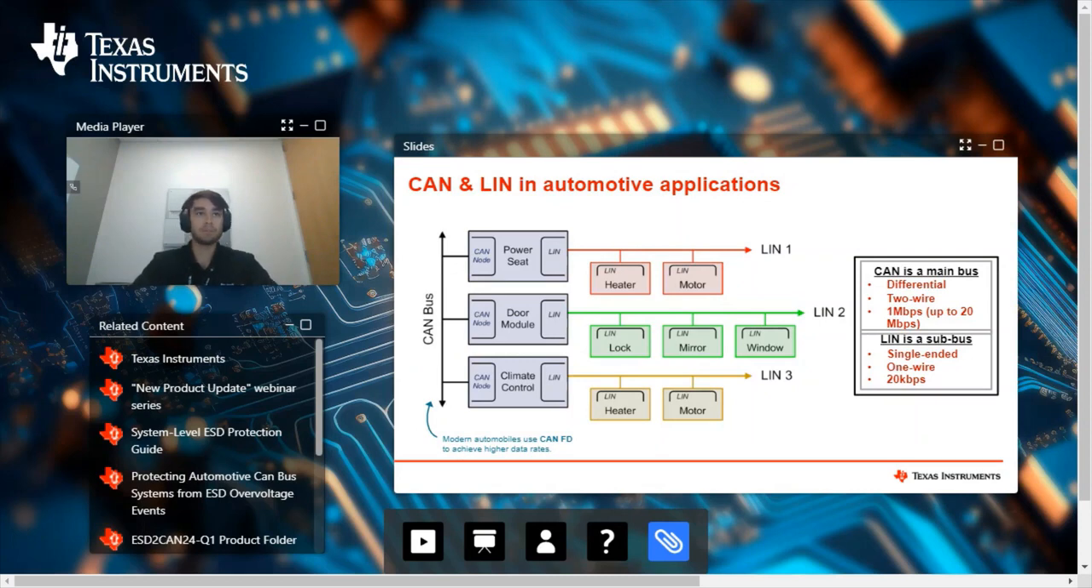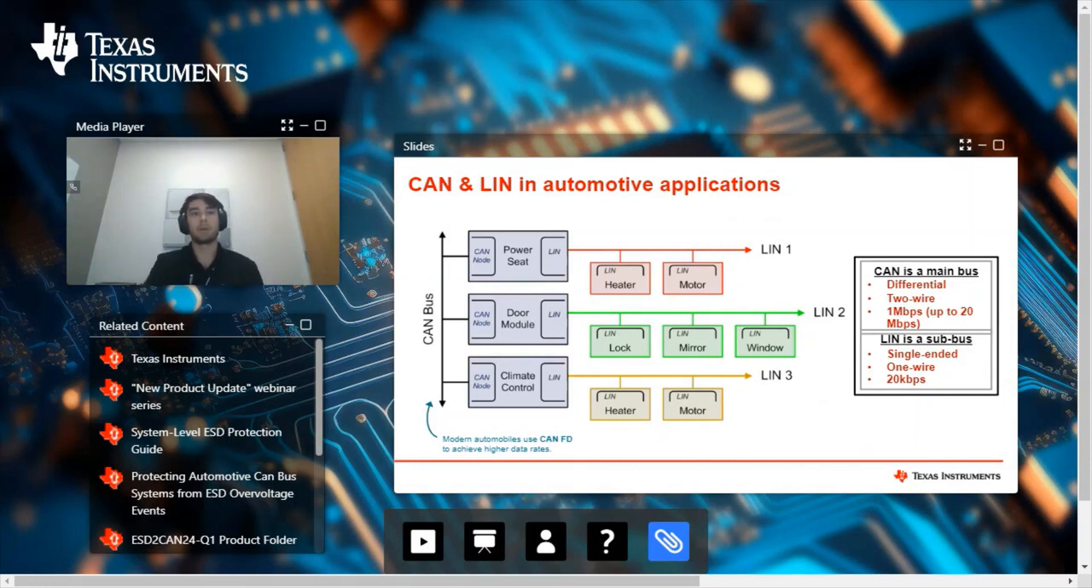So CAN and LIN in automotive applications. CAN is typically a 2-wire differential communications interface, which has its physical layer defined by the ISO 11898-2 standard. And LIN is going to be typically implemented as a sub-bus of CAN. These two interfaces are very popular in the automotive industry and are used for a variety of applications, including advanced driver assistance systems, body electronics and lighting, and powertrain systems. And LIN is going to be typically used for non-safety critical functions.